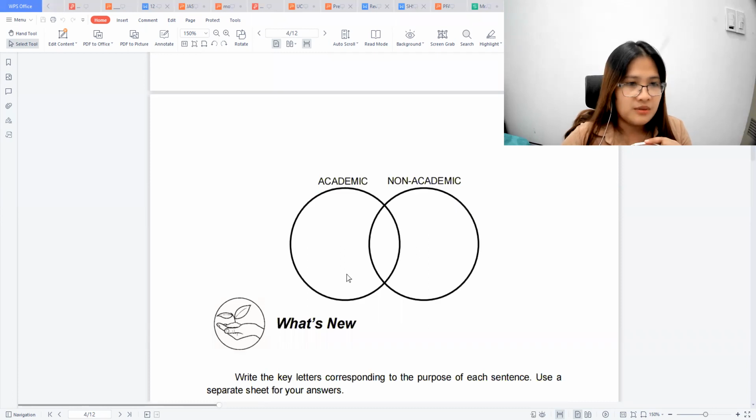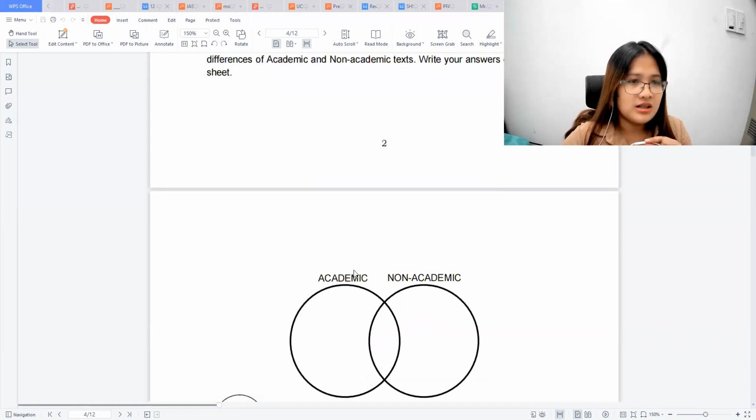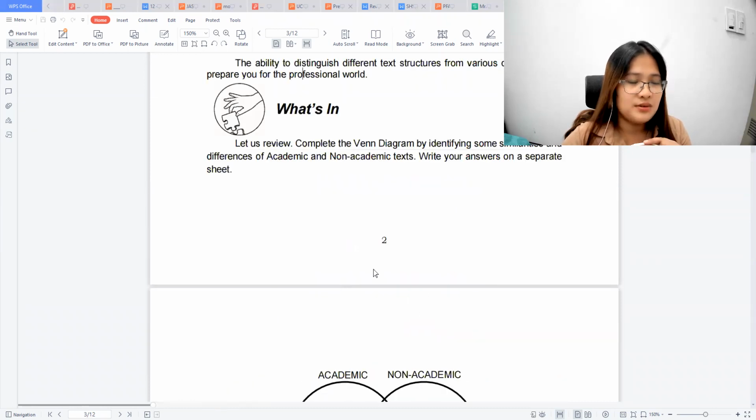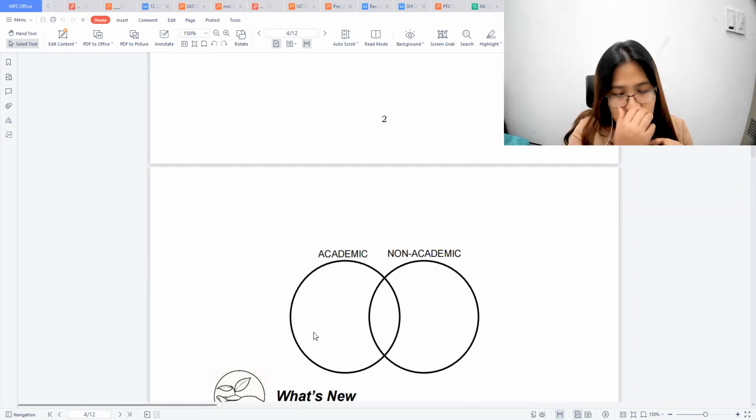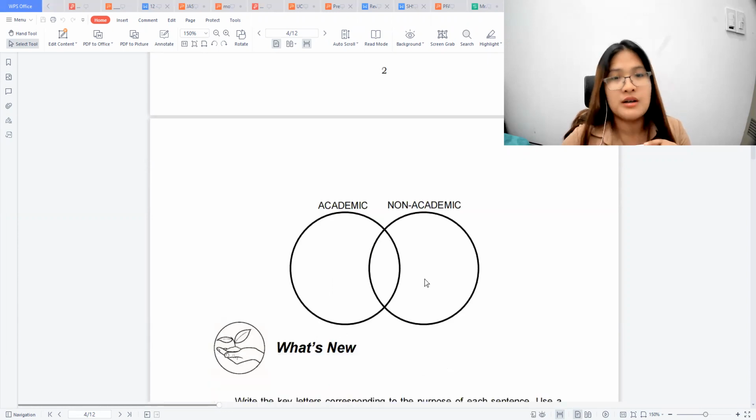So we already studied this. At some point, let's review. Again, academic is formal, fact-based, yet evidence-based, and then it targets specific specializations or disciplines. Non-academic texts, on the other hand, are for public consumption. They do not actually target specific fields. It's for everyone. It could be informal and it could be your opinion.